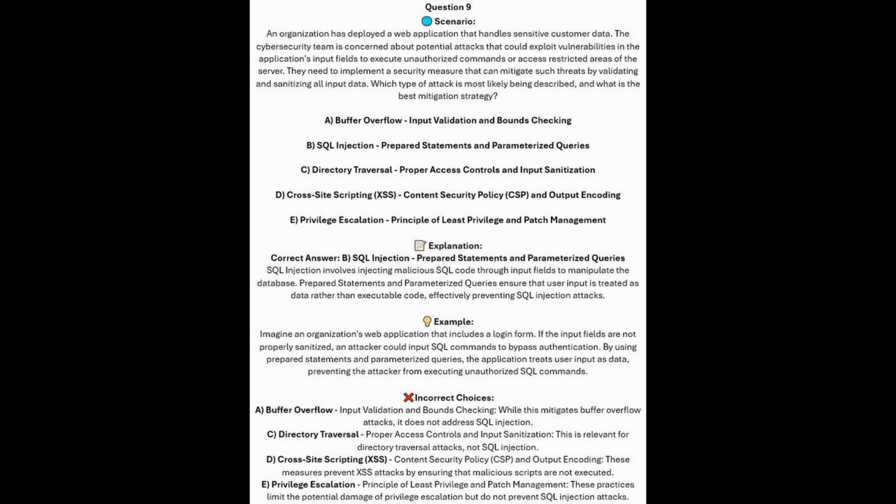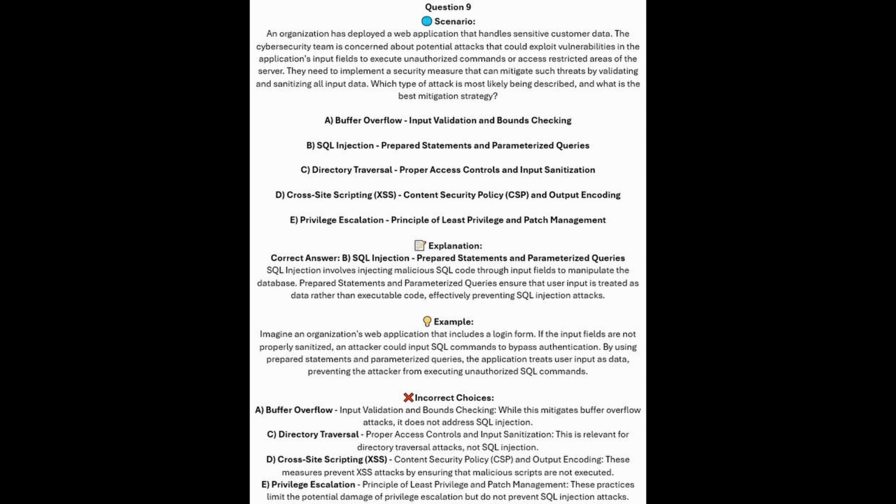And now for the incorrect answers. A, buffer overflow, input validation and bounds checking. Whilst this mitigates buffer overflow attacks, it doesn't address SQL injection. C, directory traversal, proper access controls and input sanitization. This is relevant for directory traversal attacks, not SQL injection.